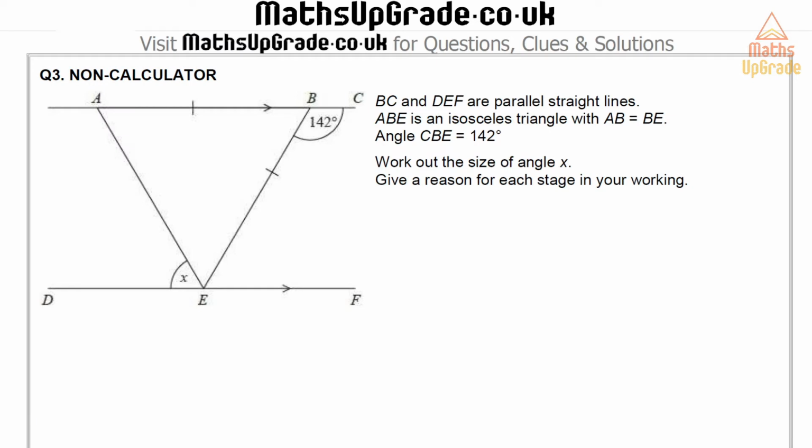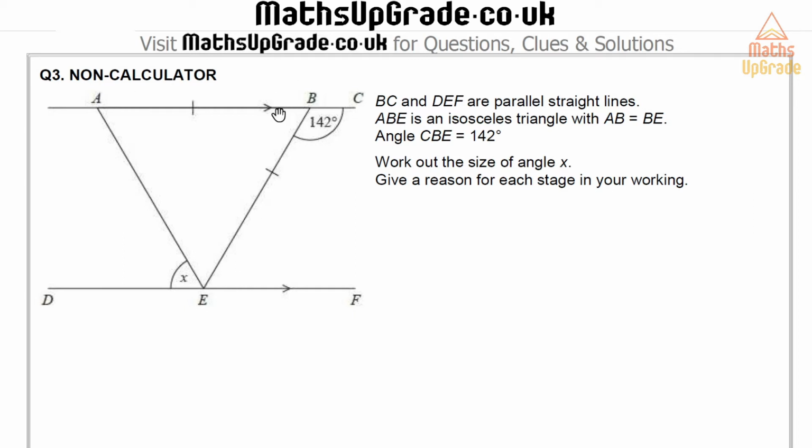Okay, so question 3, and it's a 5 marker, so it's a big question, and it is again about parallel lines. It says that BC, this line here, and DEF are parallel straight lines. So I'd underline the word parallel and the word straight. ABE is an isosceles triangle, so underline the word isosceles, with AB equal to BE.